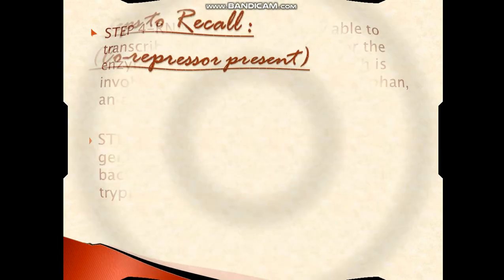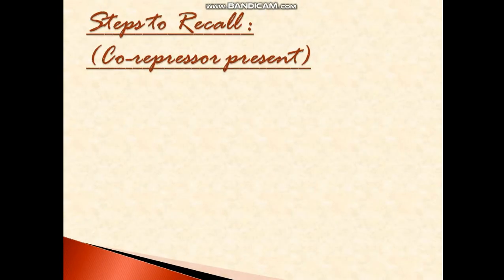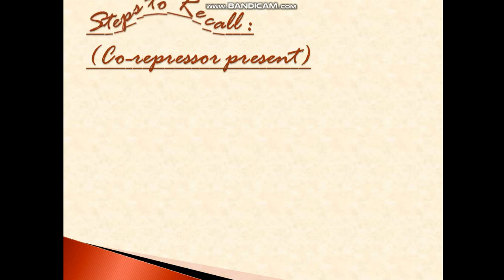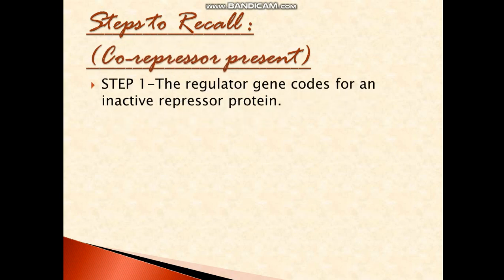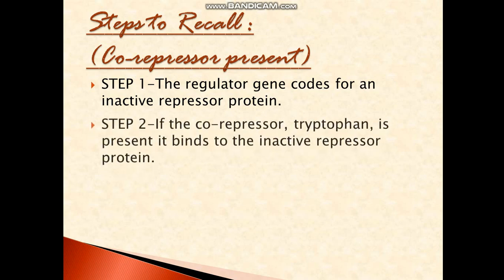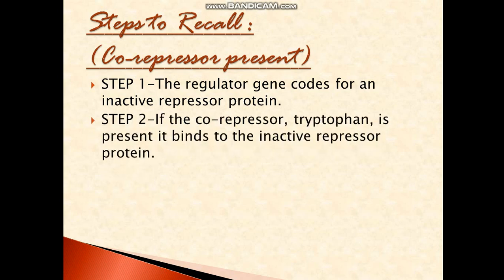Now, what will happen, the steps to recall when the co-repressor is present. When the co-repressor is present, the first step, the regulator gene codes for inactive repressor protein, the same. Next, if the co-repressor tryptophan is present, it binds to the inactive repressor protein.